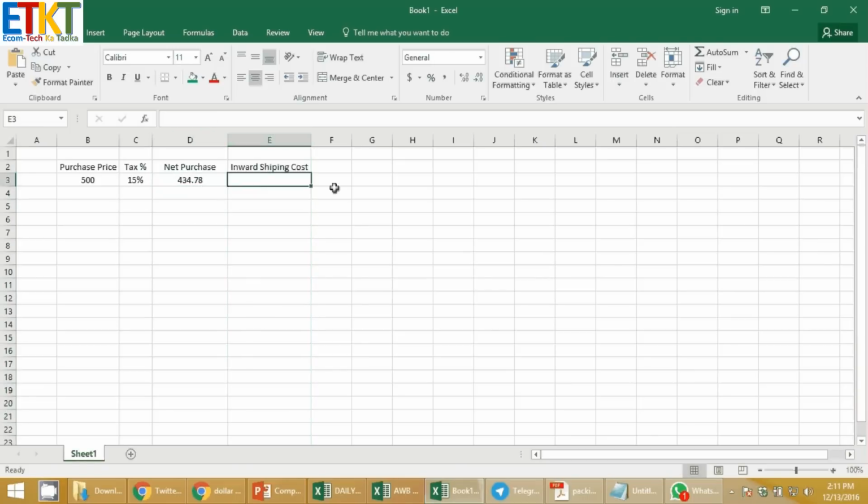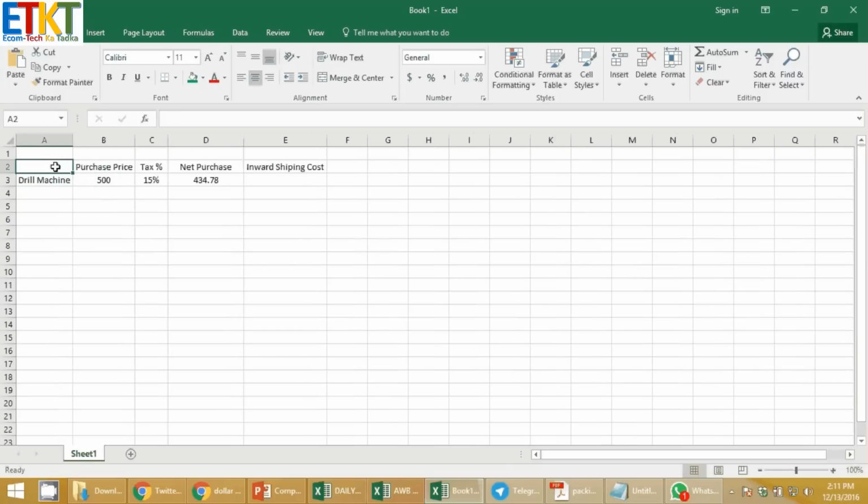Now the inward shipping cost, let's say you have bought 10 pieces of a product, a drill machine. And the total expense to get the product to your warehouse was 300 rupees. Now you have got around 10 pieces. So the inward cost for one piece is 300 divided by 10, which would be 30. So this is a kind of expense for you.